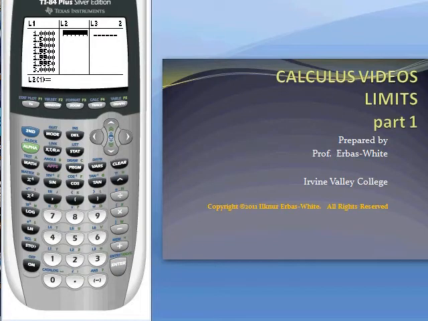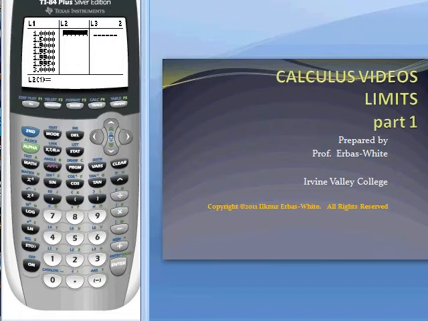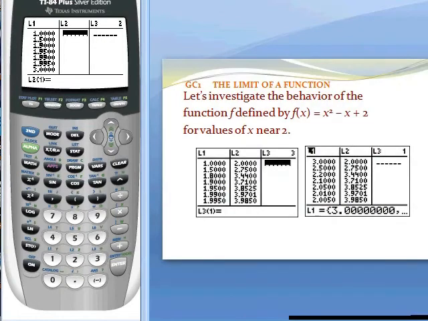Today we will talk about limits, and this is going to define the behavior of a given function near a point. So let's get started. Let's look at a particular function f of x, x squared minus x plus 2. And I will enter these two tables in my graphing calculator because I would like to see what that function does near the point 2.